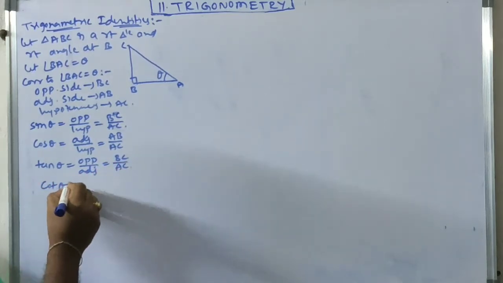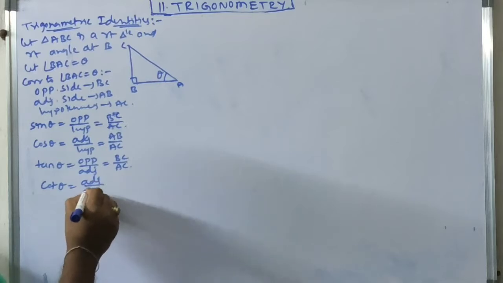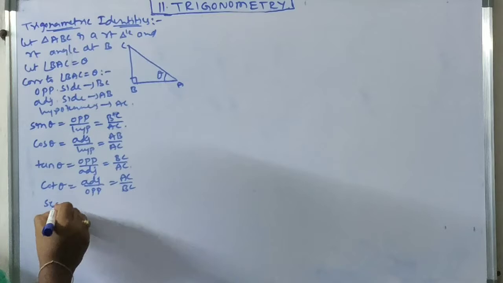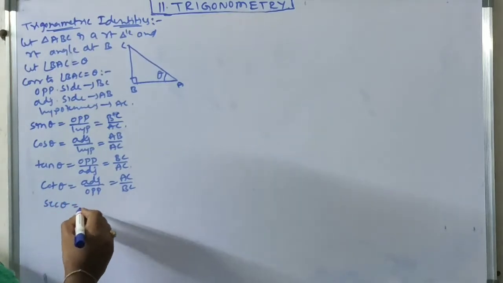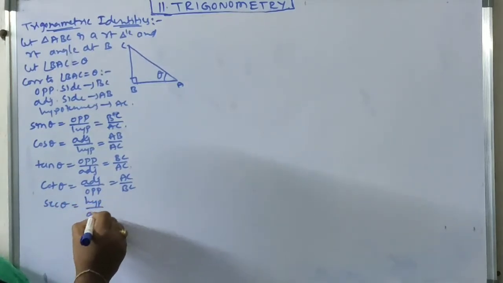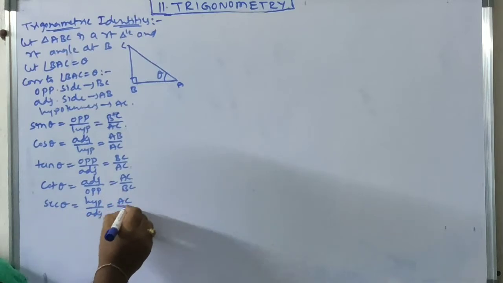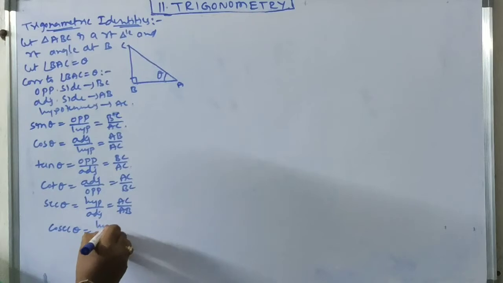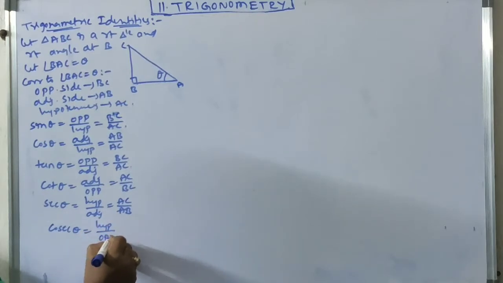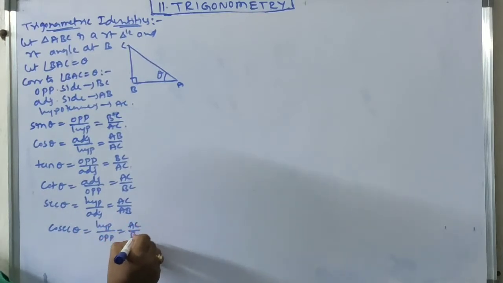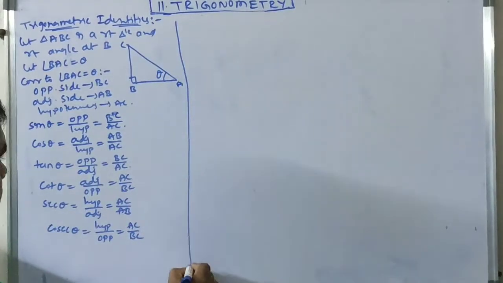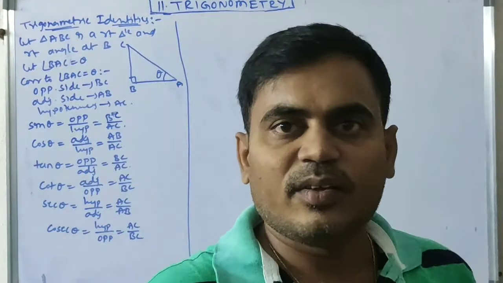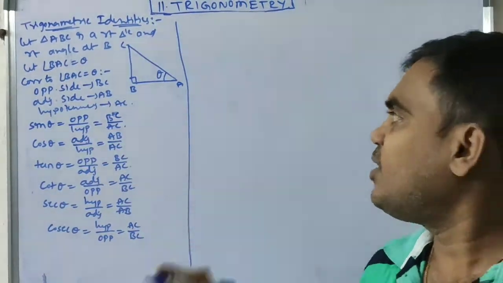Next, cot theta is adjacent side by opposite side, which is AB by BC. Next, sec theta equal to hypotenuse by adjacent side, which is AC by AB. Next, cosec theta equal to hypotenuse by opposite, which is AC by BC. So these are the 6 trigonometric ratios, the relations in terms of sides.